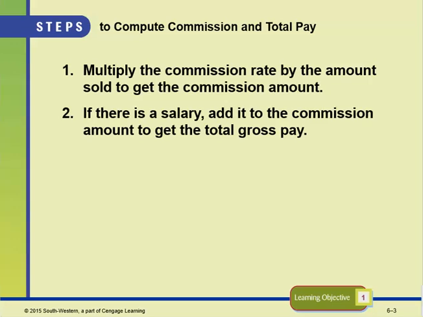And so commission pay is based on how much you sell. To calculate it, you just start by multiplying the commission rate by the total amount sold. This is going to give you the commission earned. If the employee also has a base salary, you would add that salary to the commission to find the total gross pay. So essentially, gross pay equals commission plus salary when they're both included.